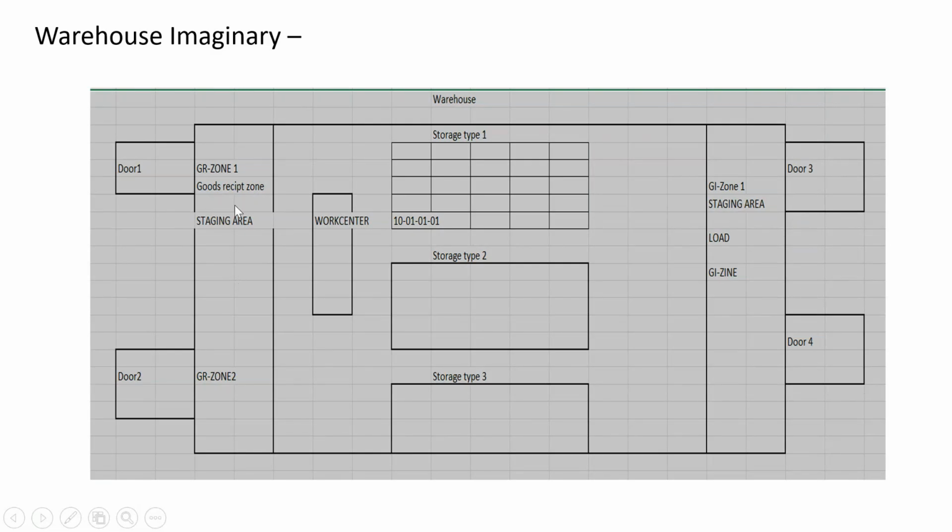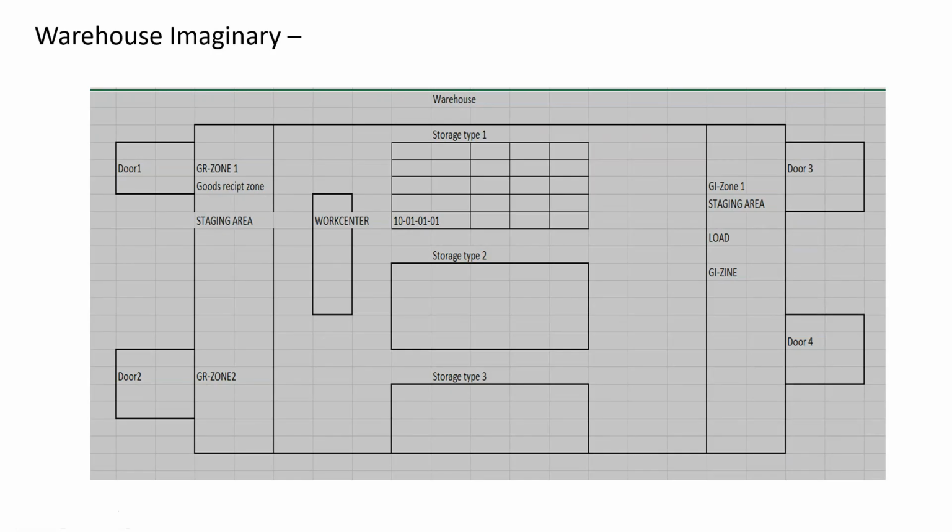And these are our unloading points, or staging areas as we call them in the warehouse. And this is a work center. Once a vehicle arrives here, we unload and keep it in the GR zone, or goods receipt zone. From the goods receipt zone, we take it either to racks directly or to a work center. What is a work center in a warehouse?